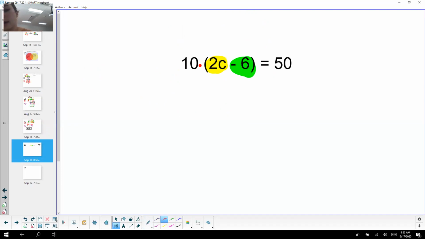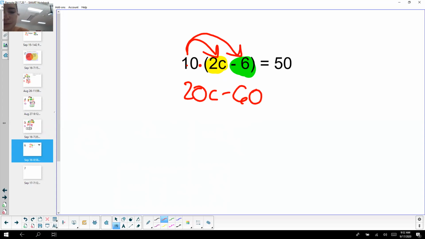So I'm going to multiply positive 10 times 2c. If that confuses you, you can just do 10 times 2 and then attach a c to it. So 10 times 2 is 20, and then I bring down that c, so 20c. So 10 times 2c is 20c. And then I'm going to multiply 10 times negative 6, which gives me negative 60. And then equals 50, because I haven't done anything to that 50 yet.